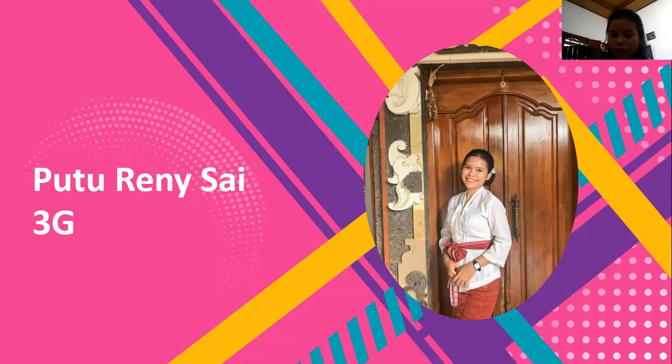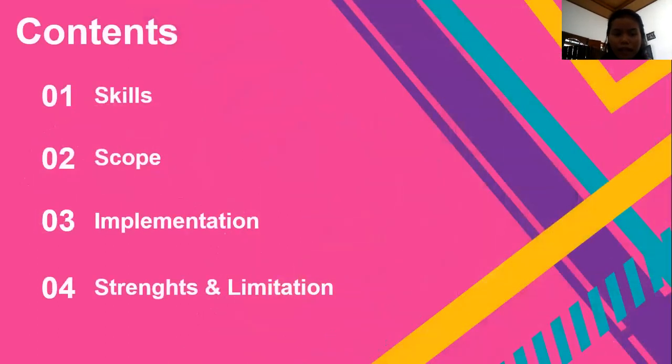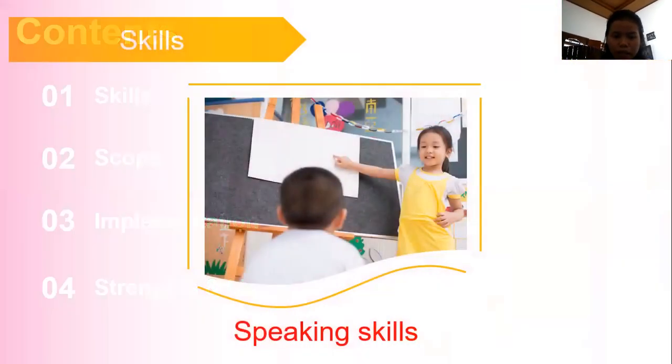Okay, we move to the next slide. These are the contents that I will explain to you. There are 5 contents. The first is skills, the second is scope, the third is implementation, and the last is strength and limitation. Okay, we start from skills.